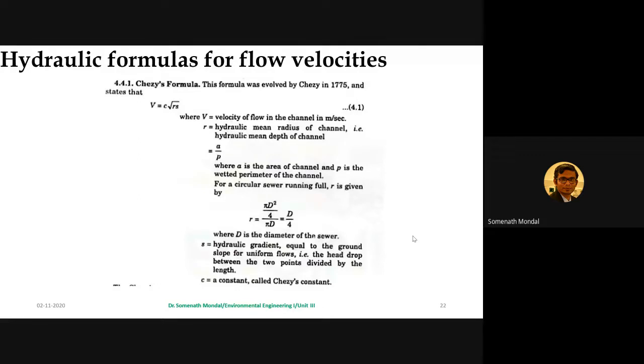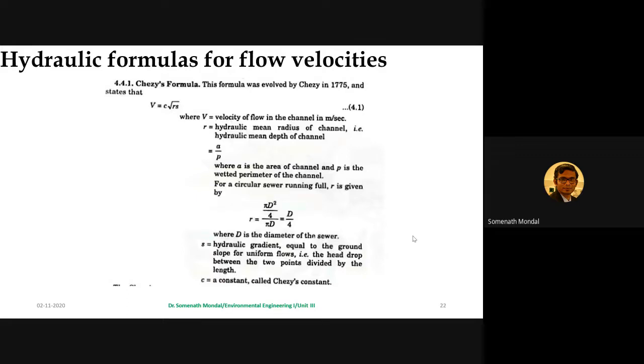In 1775, Chezy developed this formula, which says that the velocity of flow in the channel is equal to C into root RS, where C is the Chezy's constant, remember, and it's basically a constant, and we have to see how we can determine it. Apart from that, the other two parameters R and S are associated with your open channel, so they are basically the characteristics of the open channel.